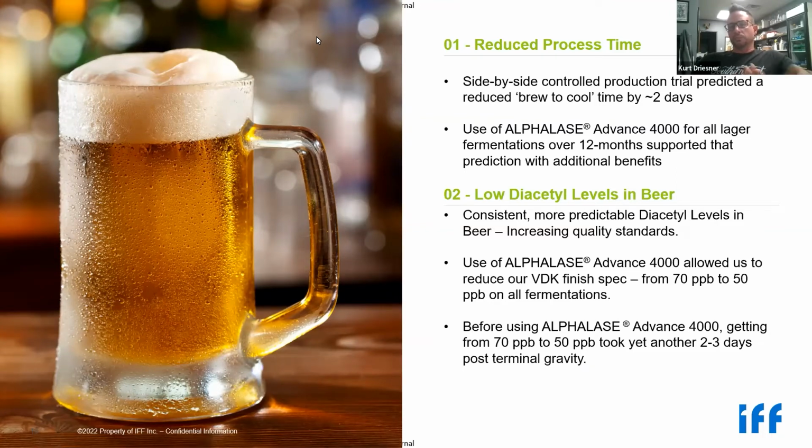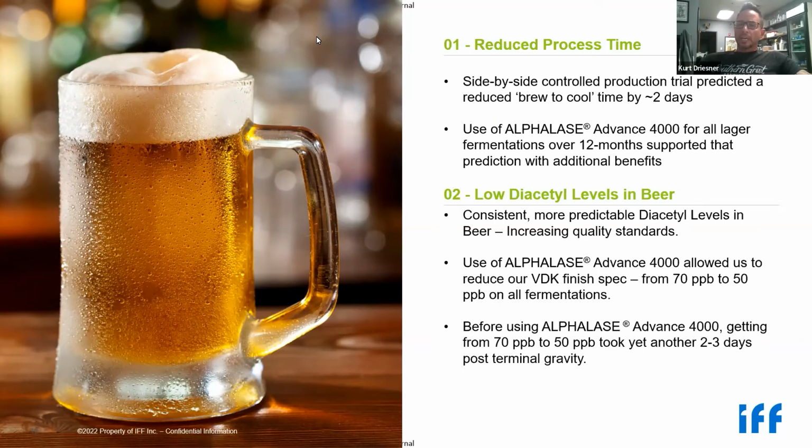So it goes beyond just the beer quality, but also the time where that quality time in the lab could be used for other things. In particular, like I said, it's so consistent, we were able to actually cut our VDK spec across the board for all of our beers down to 50.